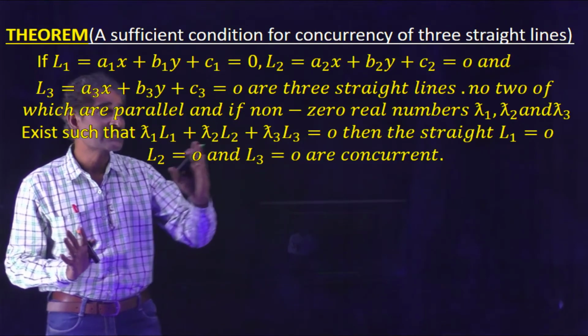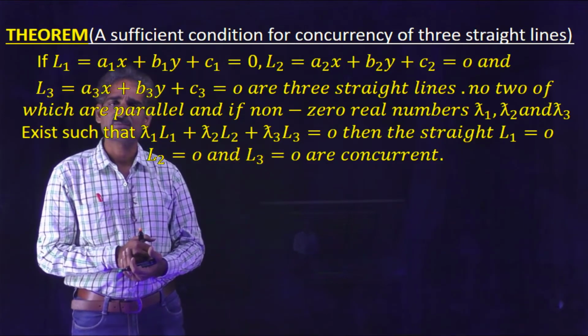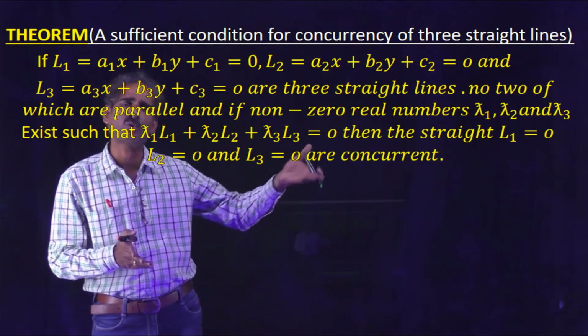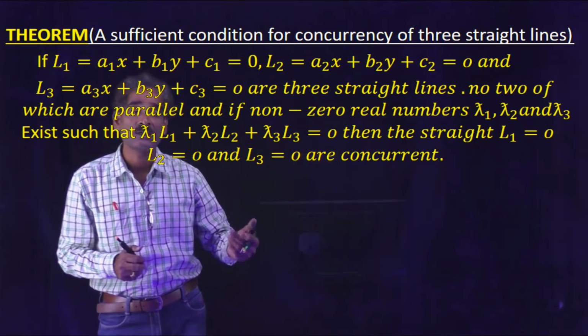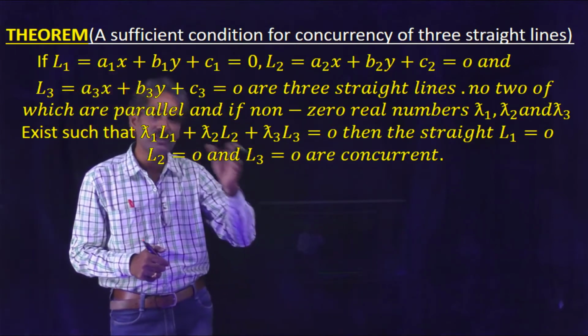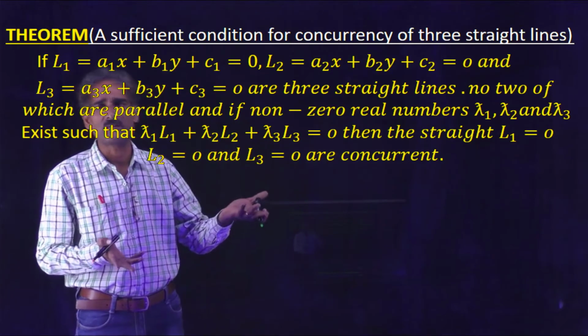Okay, we can extend this formula for n number of lines. In that case, there exist n constants, lambda 1, lambda 2, lambda 3, and so on up to lambda n. Understand? These are lines passing through the point of intersection of L1, L2, L3 because they are concurrent. They are always passing through the same point.